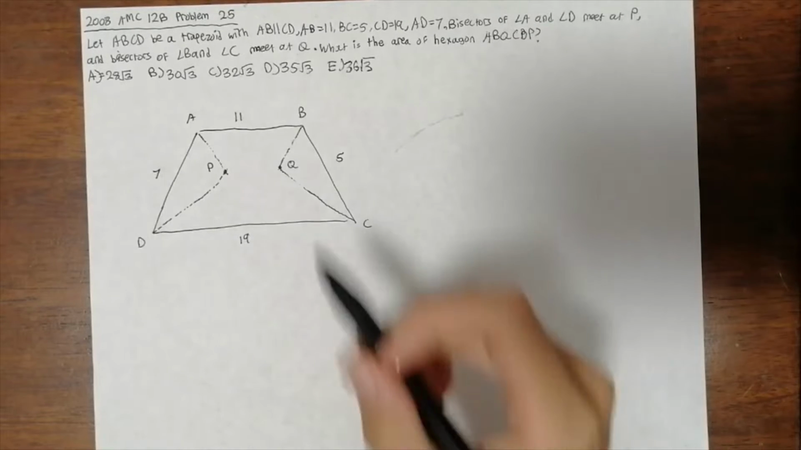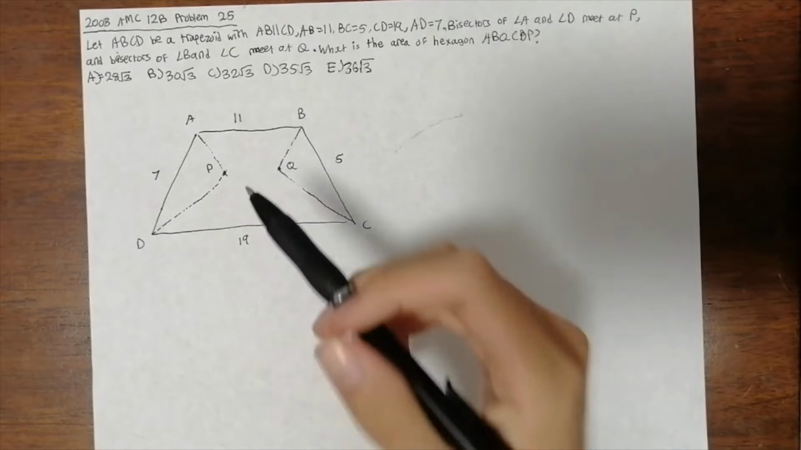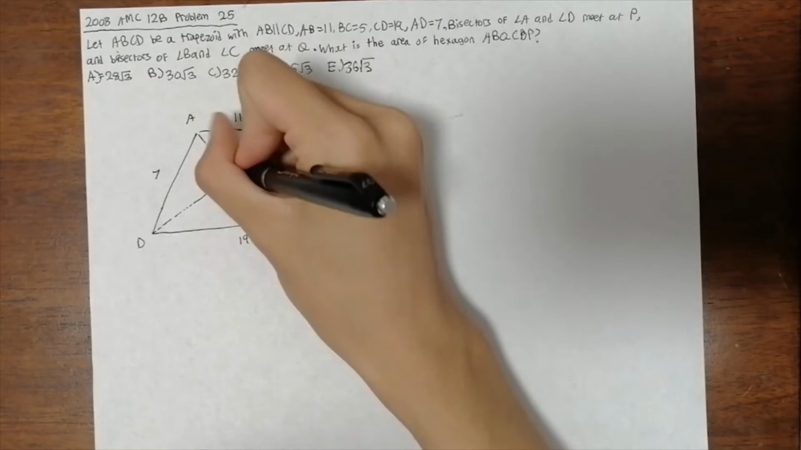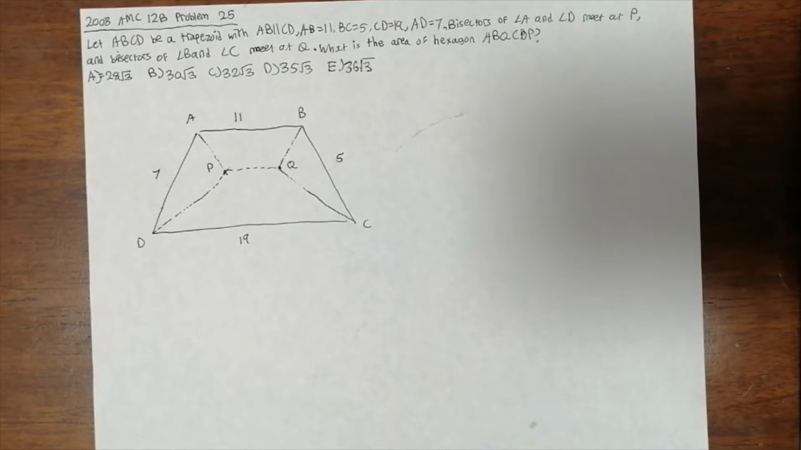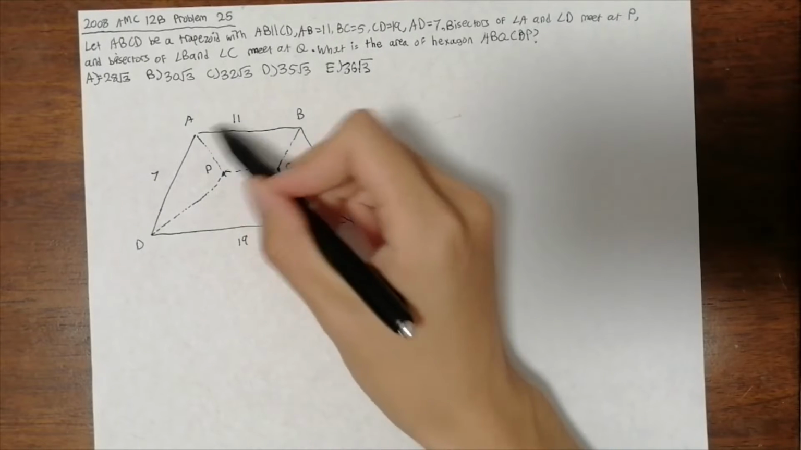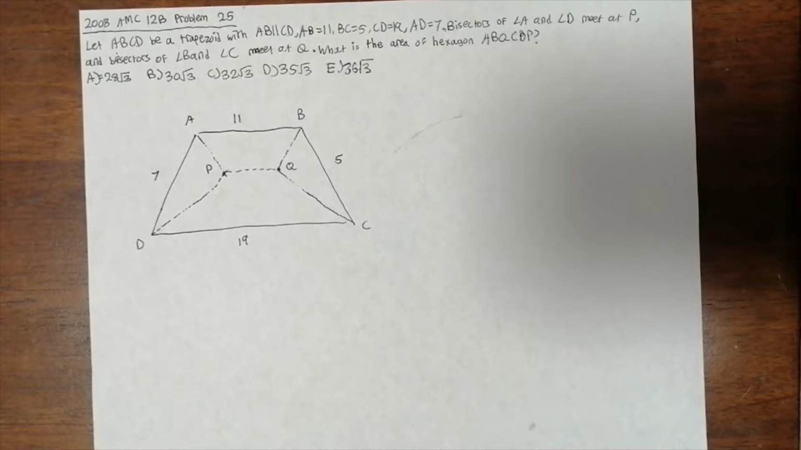So I've shown another diagram here, and what you might initially notice is that P and Q look like they might be parallel to AB and CD. So it would be nice if we can prove that, because then we would have two trapezoids, ABQP and PQCD, and then it would be much easier to find the area of ABQCDP. So let's try to prove that.